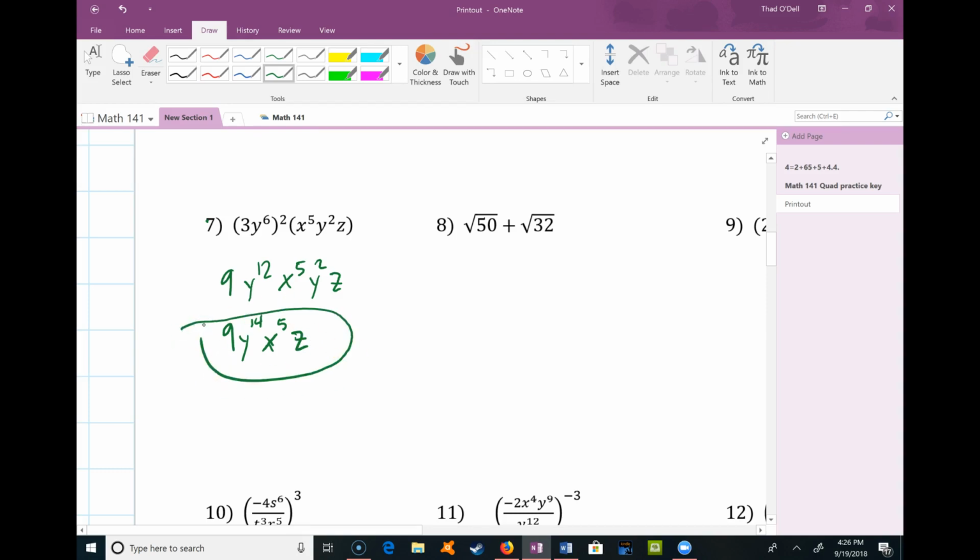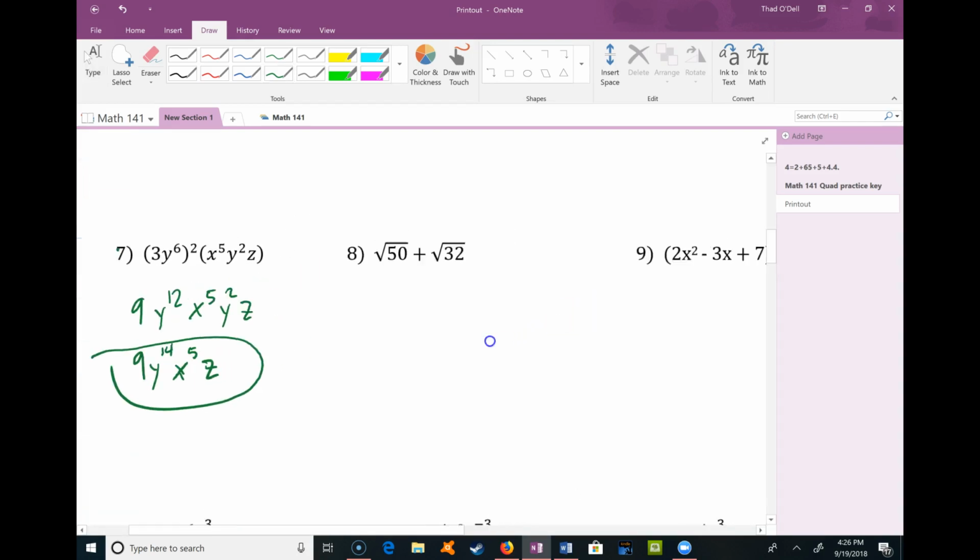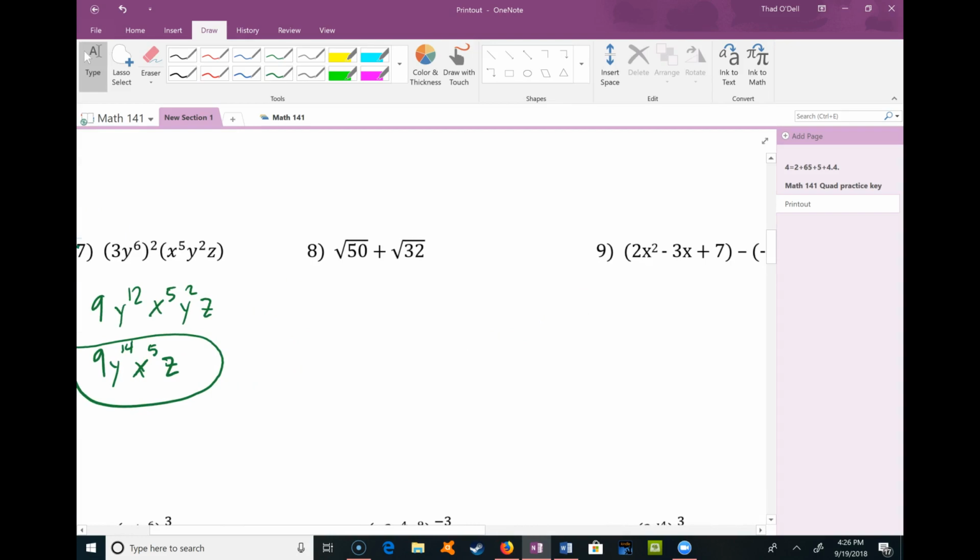Okay, the square root of 50 plus the square root of 32. So I can't add those together right now because they're not the same radical. So I have 1 square root of 50 and 1 square root of 32. There's nothing else I can do with that.